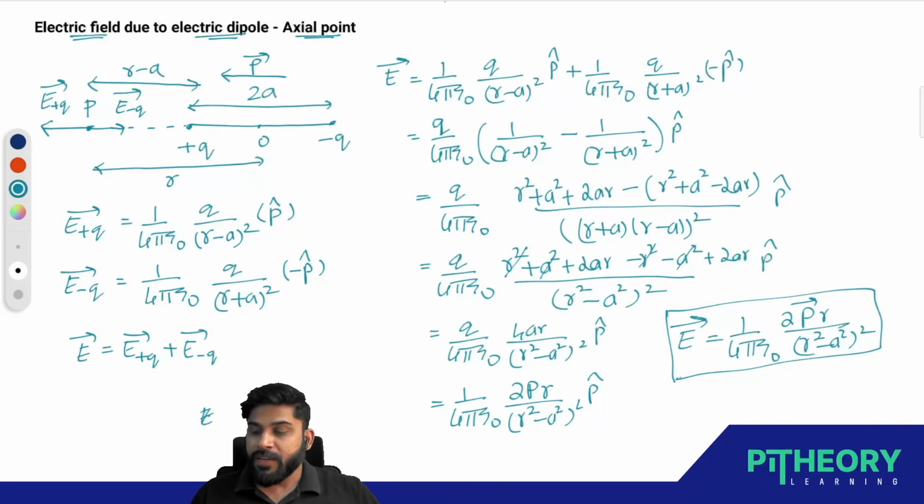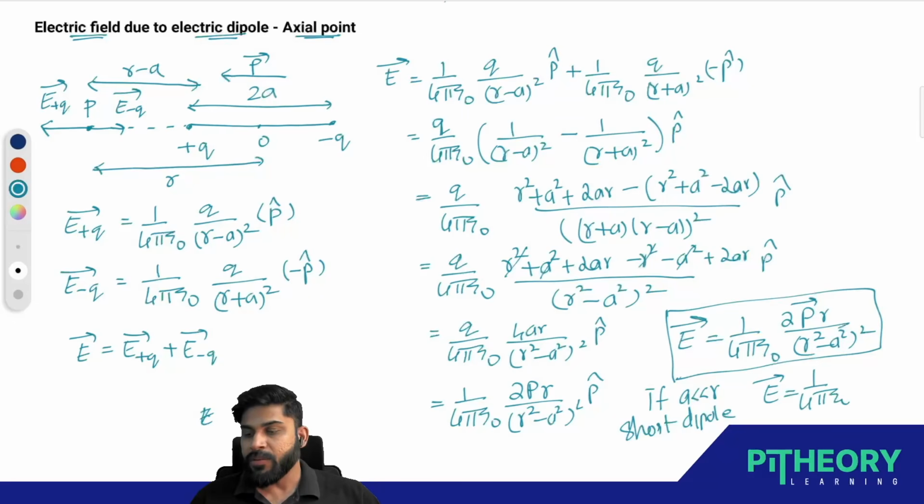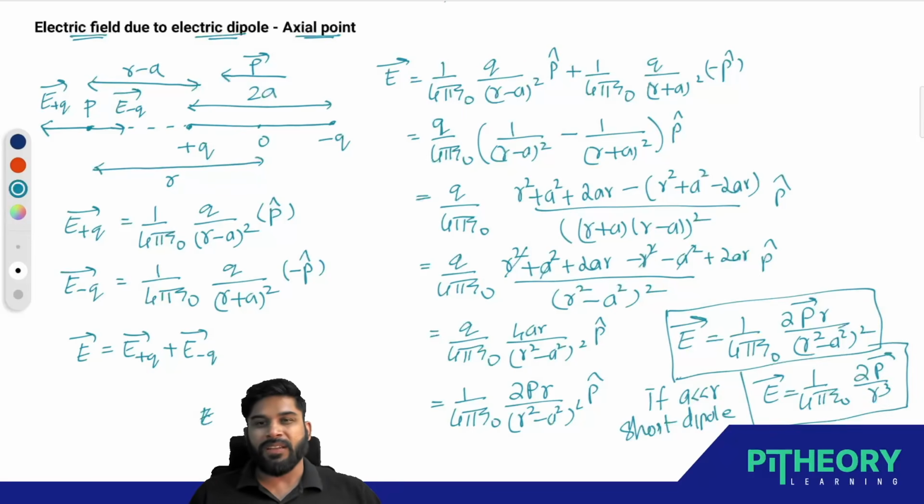In this case, if a is very much less than r, if it's a short dipole that you are considering, what will happen? r square minus a square you can approximate to r square, right? So this equation becomes vector E is equal to 1 by 4 pi epsilon 0, 2p r divided by r to the power 4, which is nothing but 2 vector p divided by r cube. So for short dipoles also, we can write the relation.